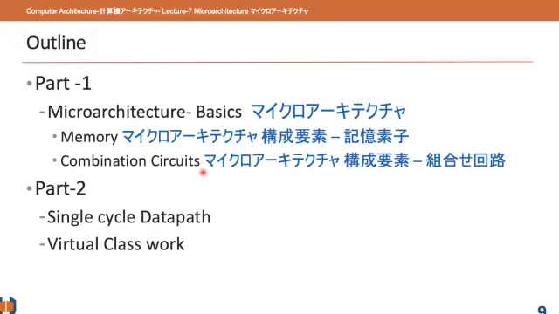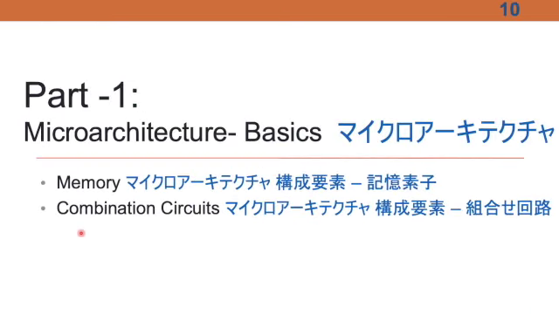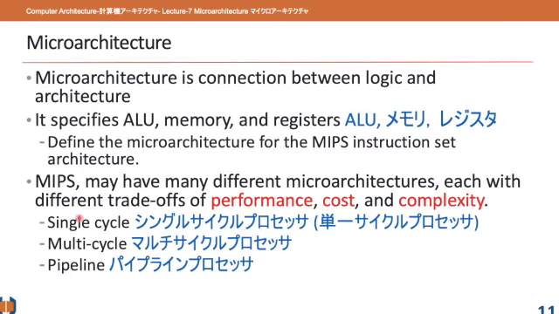a microprocessor is a sequential circuit, so it must have a memory element and the combinational circuit part. So we will study these two, and in the second video we will study the single cycle data path, and we will also introduce the virtual classwork in the second video. So let's start with part 1, microarchitecture basics, where we study the memory and the combinational circuit part.